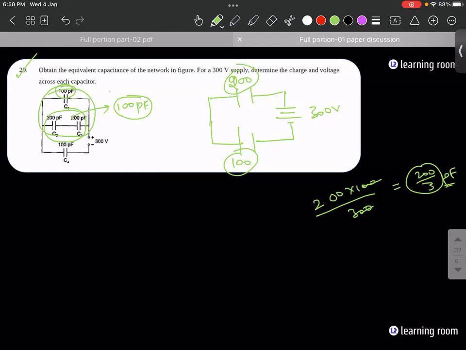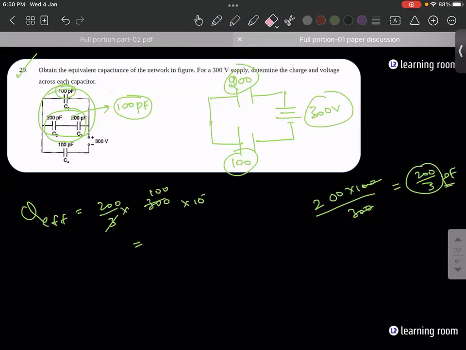But they ask the charge on each capacitor. So how to calculate it? Sir, the effective charge will be equal to the charge on C4. Correct. What is the effective charge? Q is equal to CV. 200 by 3 into 300, into 10 power minus 12. Let's not forget that. Okay, let's write it as picocoulomb only. So how much will this be? 2 into 10 power 4 picocoulomb. That is going to be the effective charge.